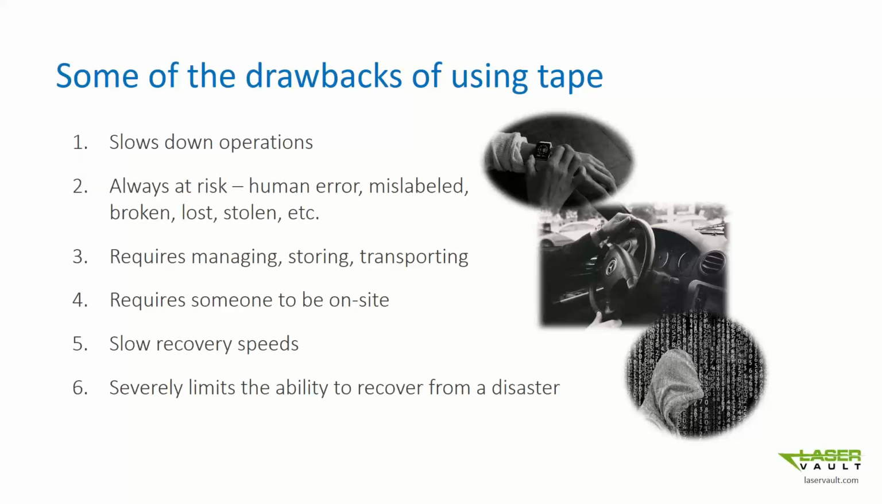Tape limits the ability to recover from a disaster. This is where replication of your backup comes into play, where you have an on-site copy for quick, fast restores and a DR copy, a disaster recovery copy, to restore to another system.